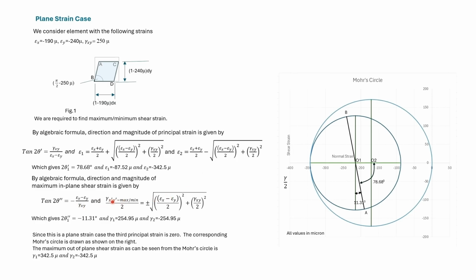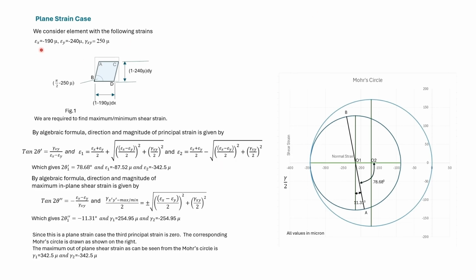These formulas are for the maximum and minimum shear strain direction and the magnitude of the maximum and minimum shear strain. Substituting these values, we get the direction of the maximum and minimum in-plane shear strain and the magnitudes gamma 1 and gamma 2 for the maximum and minimum in-plane shear strain. We can also obtain these values using Mohr circle.